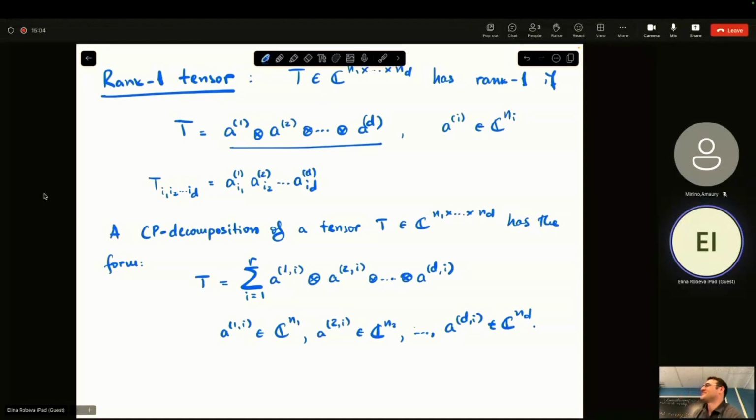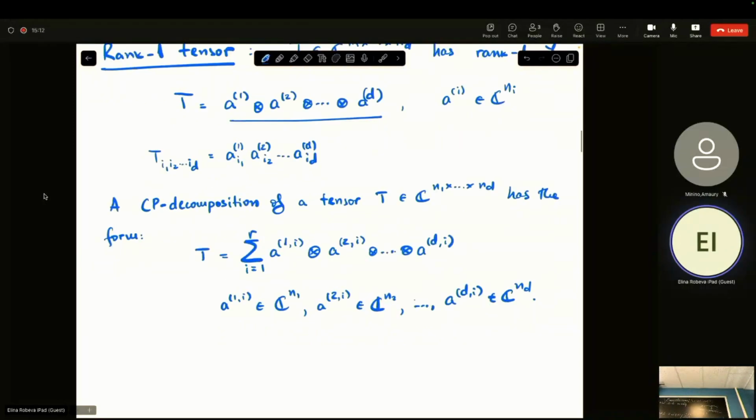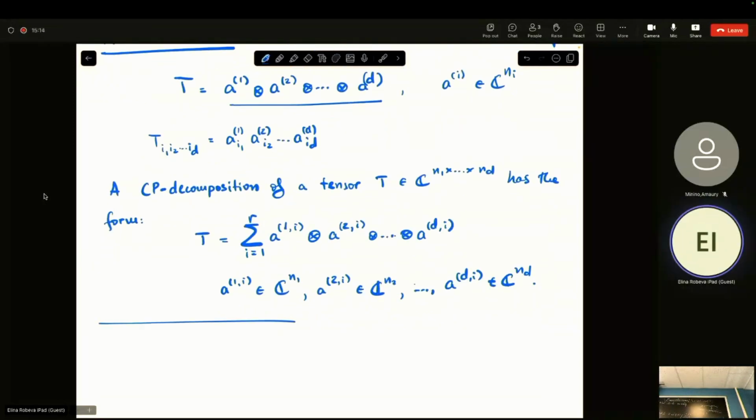So if you take a tensor that just has one non-zero entry, that tensor has rank 1. So maybe I can write this here: a tensor with one non-zero entry has rank 1. Exercise.